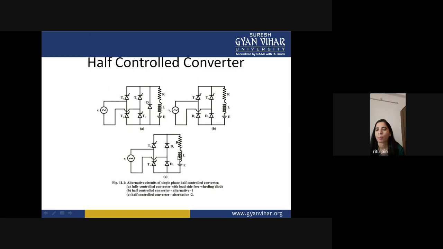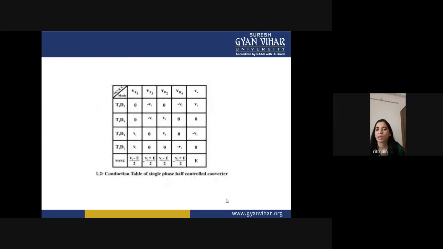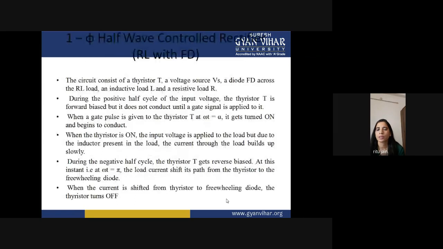Okay. So the voltage direction will be opposite. Now we will discuss this diagram in detail later.